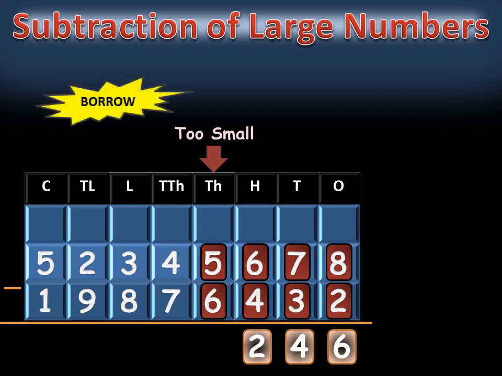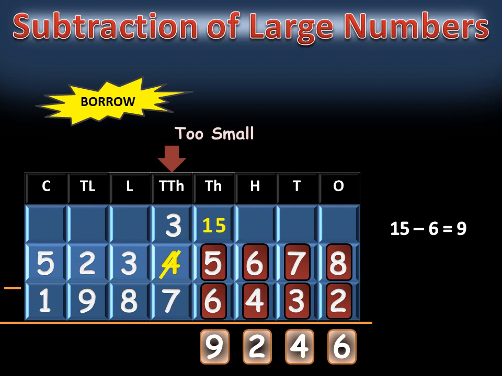So we borrow 1 ten-thousand from the 10,000 column. If we borrow a 1 from the next number, 4 will change to 3. Then we put the 1 in front of the borrowing digit, which will make it 15. Now we can do the subtraction. 15 minus 6 is equal to 9. So 9 we will write in the thousands place.